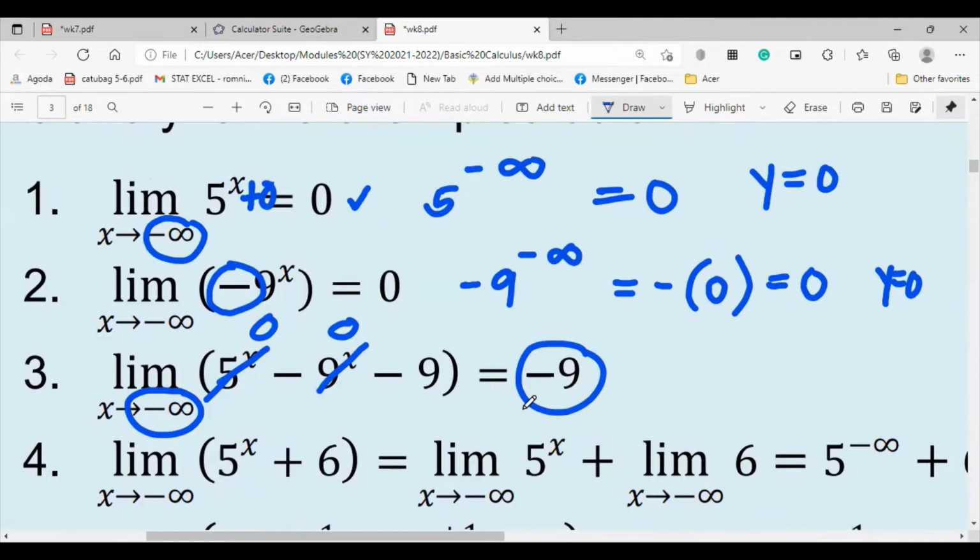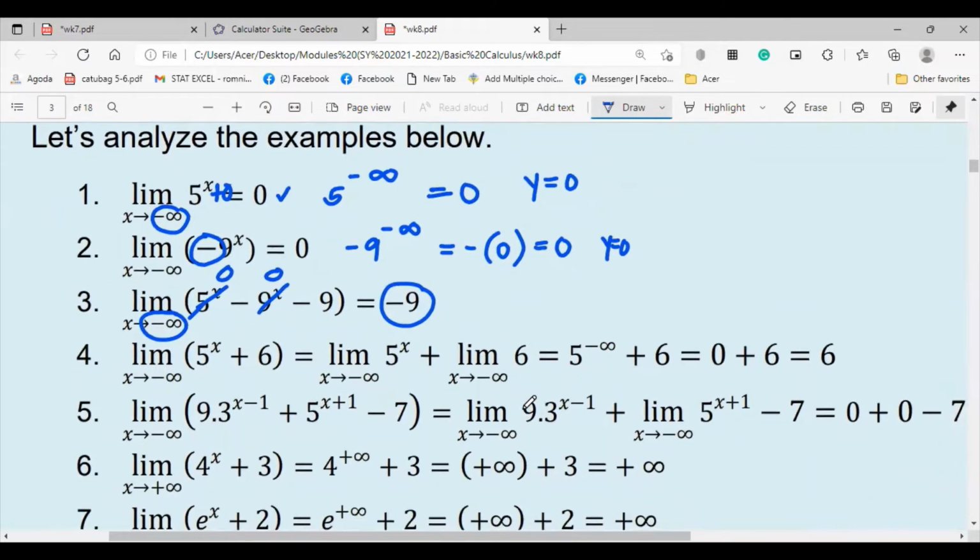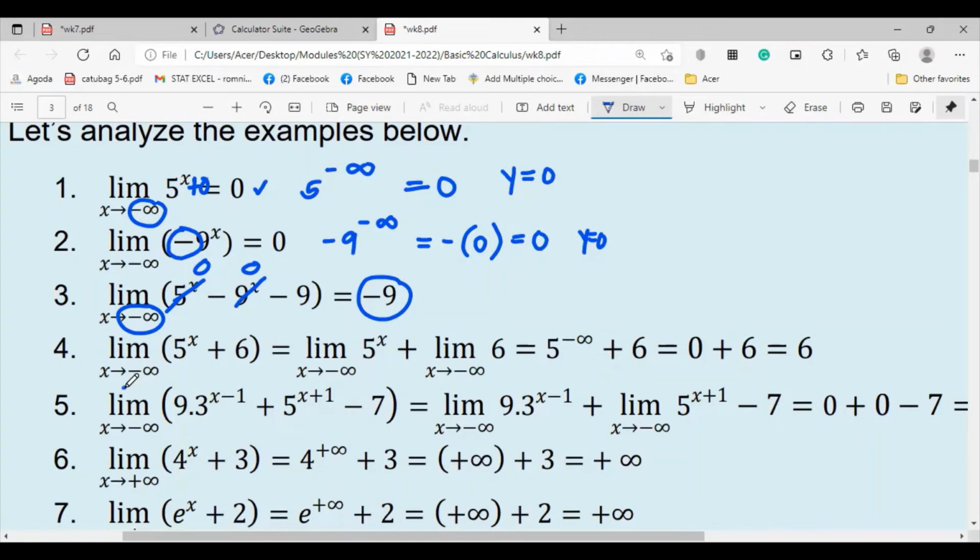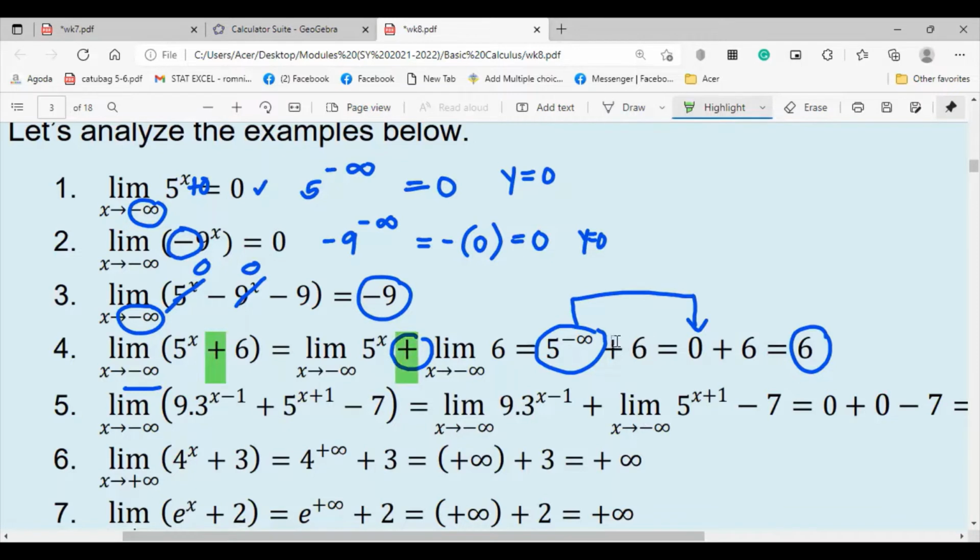Okay? Let's have number 4. Mamaya kayo naman na mag-try. Tingnan nyo ni number 4. Negative infinity kasi ito. O dito, 0 lang. 0 plus 6, 6. I just placed the entire solution just for you to appreciate the process. 5 raised to infinity is actually 0. I showed here yung naghiwalay yung operation kasi that is already the sum of limits. I'm just applying the sum of limits. Here, plus. Kaya may plus dito. Okay, I hope you follow that.